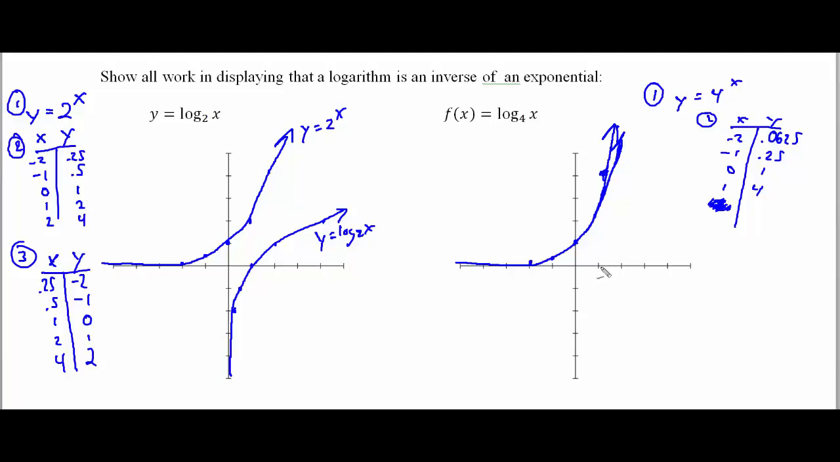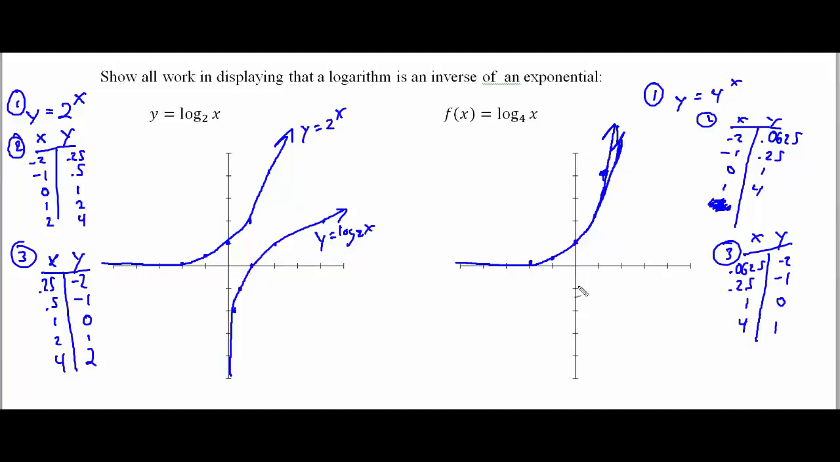So my other one is going to be the flip. This is my log equation. So I'm going to flip my x and my y. So 0.0625 and then 0.25, 1, and 4. And on the other side, negative 2, negative 1, 0, and 1.